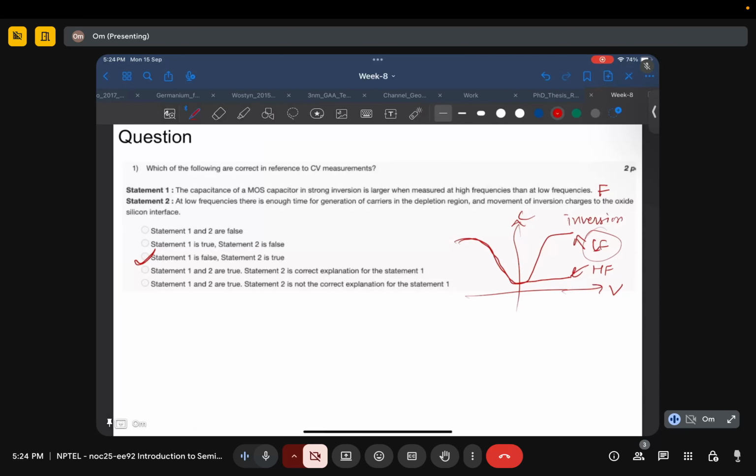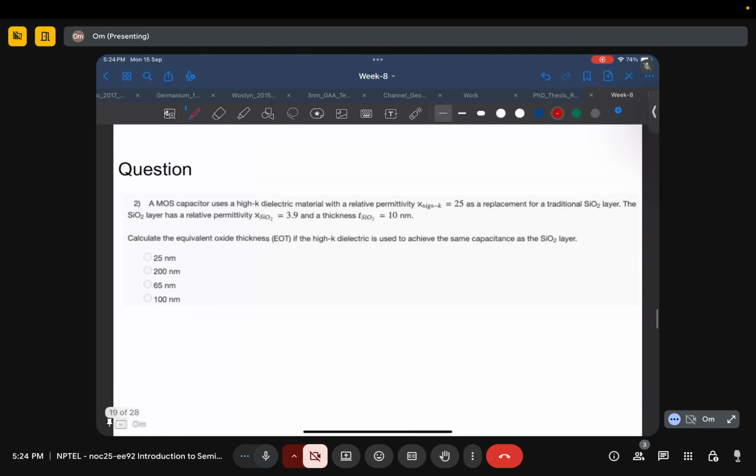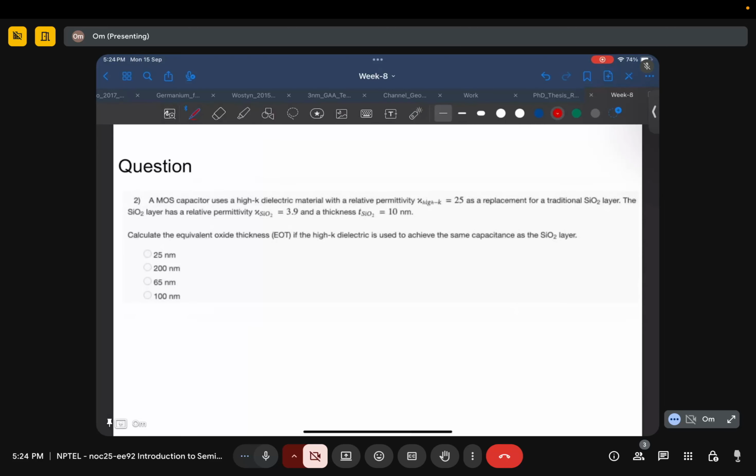Right. Let's see the next one then. A MOS capacitor uses a high K dielectric material with relative permittivity equals to 25 as a replacement for traditional silicon dioxide layer. The silicon dioxide layer has a relative permittivity of 3.9 and a thickness of 10 nanometer. Calculate the equivalent oxide thickness if the high K dielectric is used to achieve the same capacitance as the SiO2 layer.